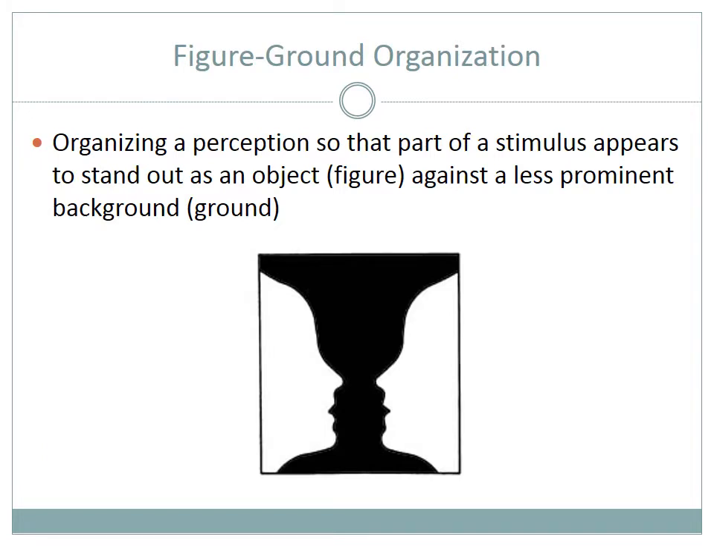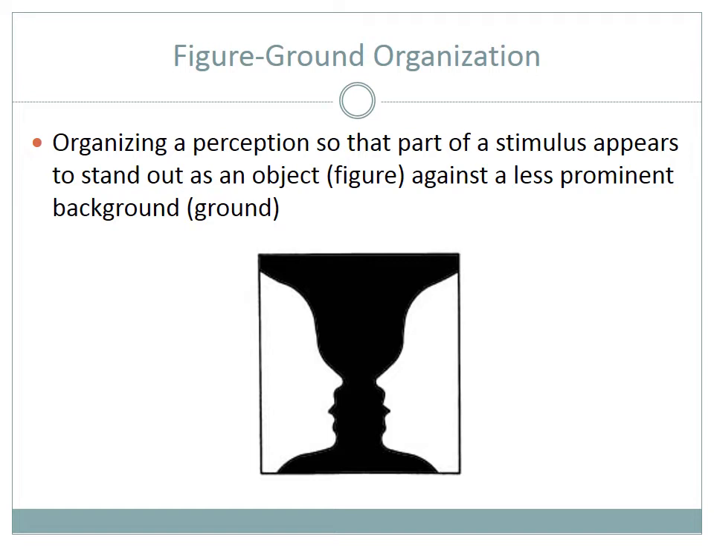Okay, the next term is figure ground organization. Figure ground organization is organizing a perception so that part of a stimulus appears to stand out as an object. The one that stands out as an object is called the figure, against a less prominent background. That's the ground. Figure, ground. Figure's in the forefront, ground's in the background. That's kind of a psychological term for that.